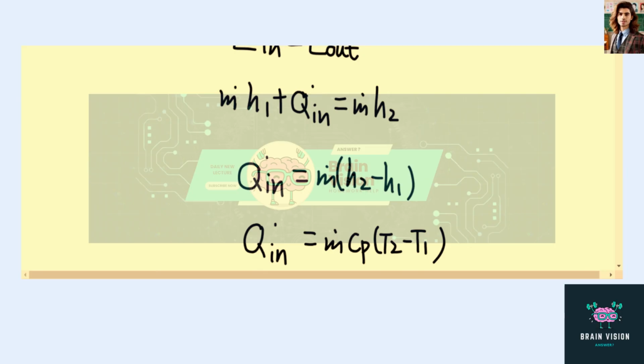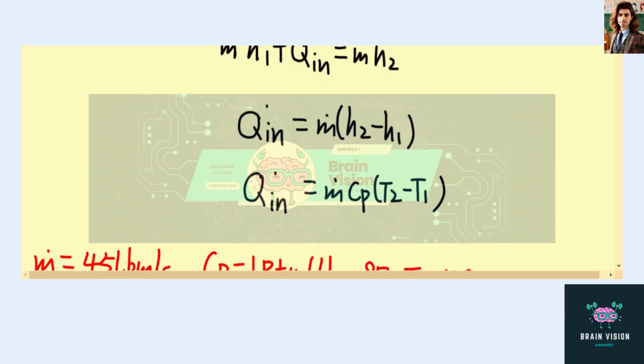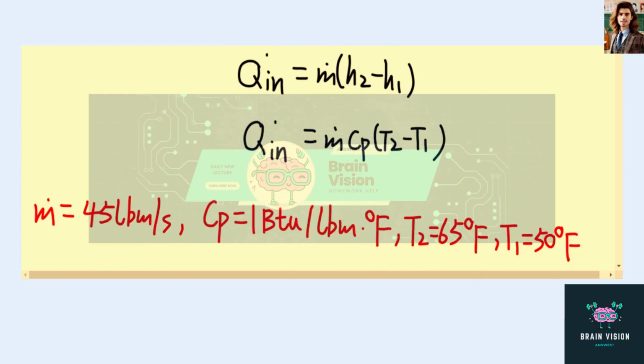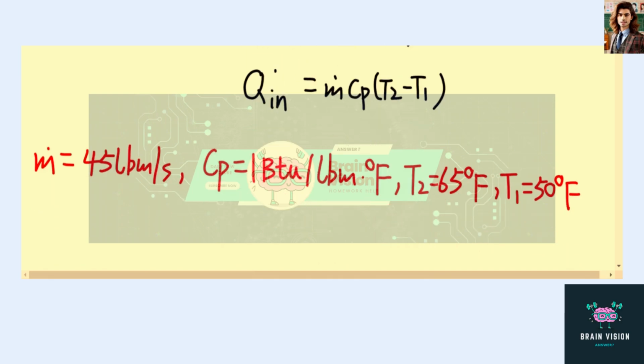Cp is the specific heat for the water, and T2 is the higher temperature, which is the ambient temperature, and T1 is the inlet temperature, which is the lower temperature, okay? So we know M dot, which is the mass flow rate of the water, is given as 45 pound mass per second. And the specific heat for the water is 1 British thermal units per pound mass times degree Fahrenheit. And we know T2 is 65 degree Fahrenheit, T1 is 50 degree Fahrenheit.